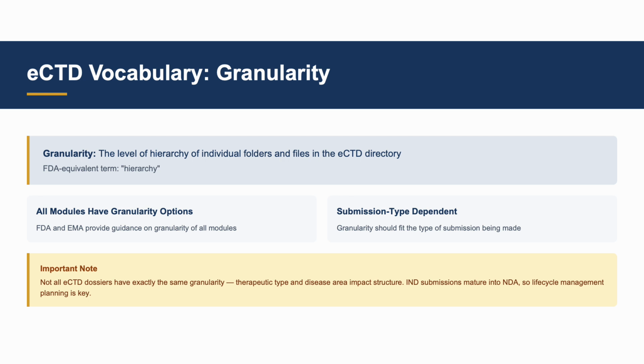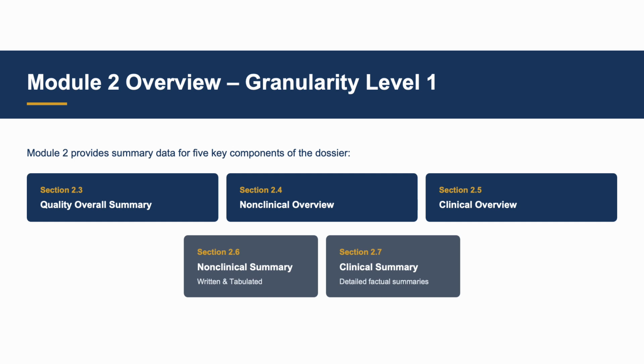Module 2 at its first level of granularity provides summary data for 5 key components of your regulatory dossier. These 5 sections form the backbone of Module 2 and each serves a distinct purpose in presenting your development data to reviewers. Section 2.3 is the Quality Overall Summary, which provides an overview of all the chemistry, manufacturing, and controls information contained in Module 3.